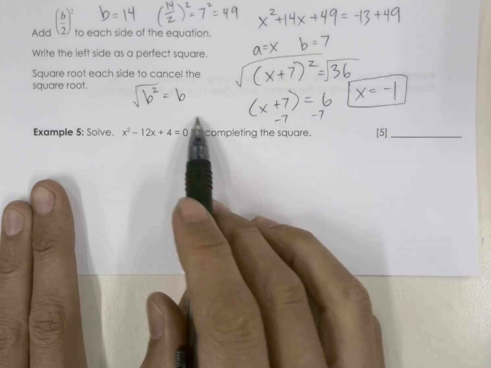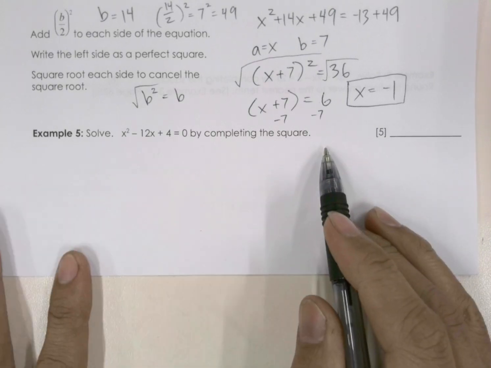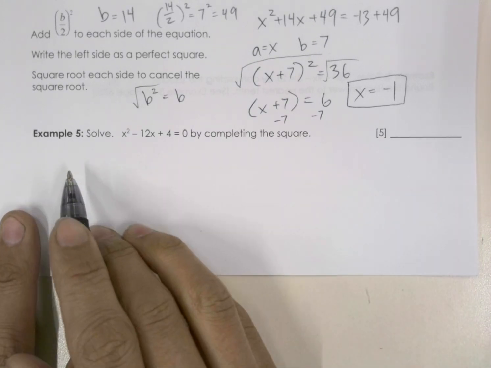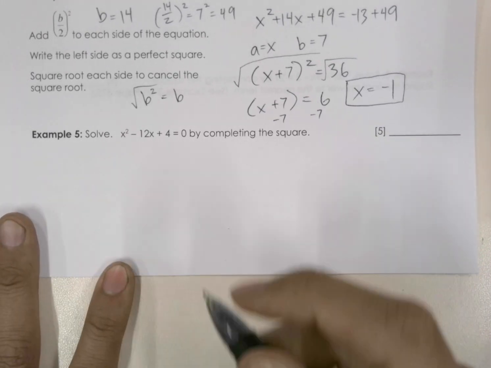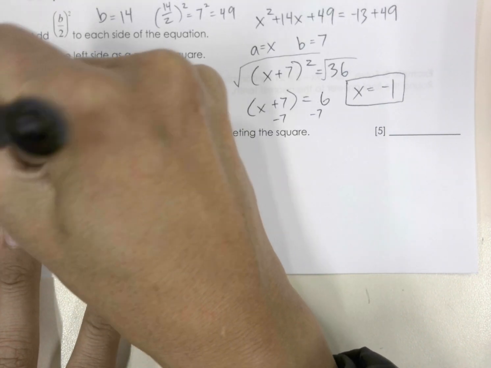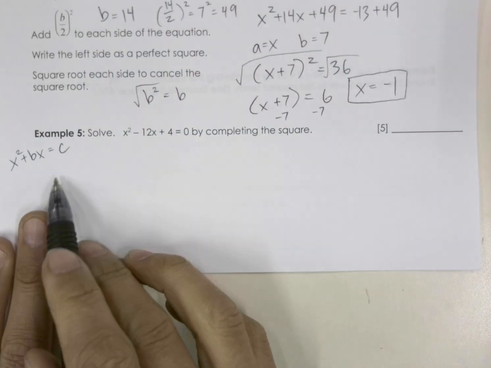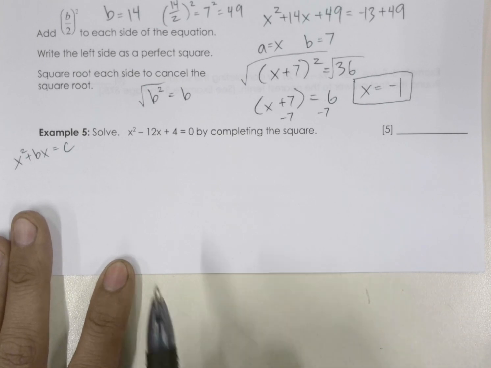Alright, so we are asked to solve this quadratic function by completing the square. What's the first step? One side of the equal sign should be x squared plus bx. The other side should be your constant, whatever number that is, right?